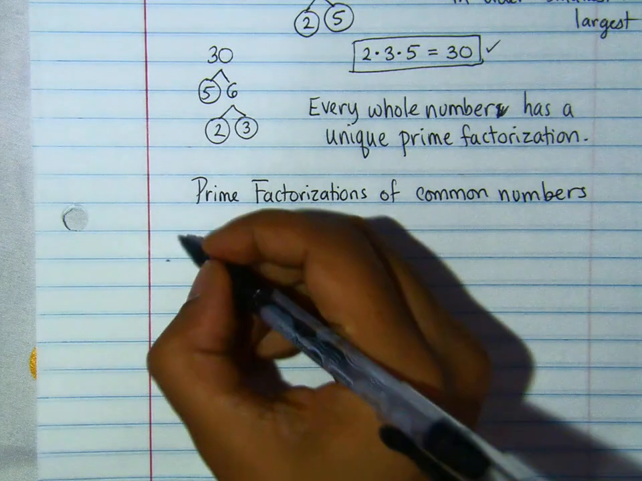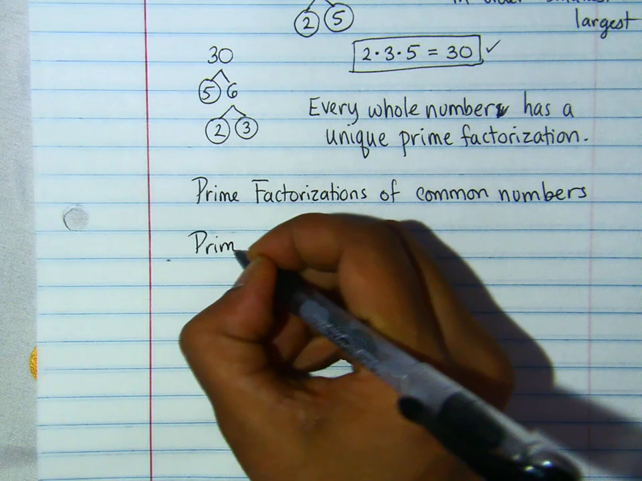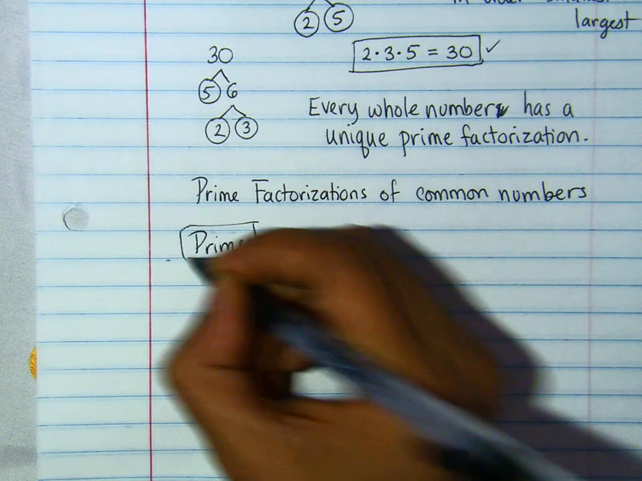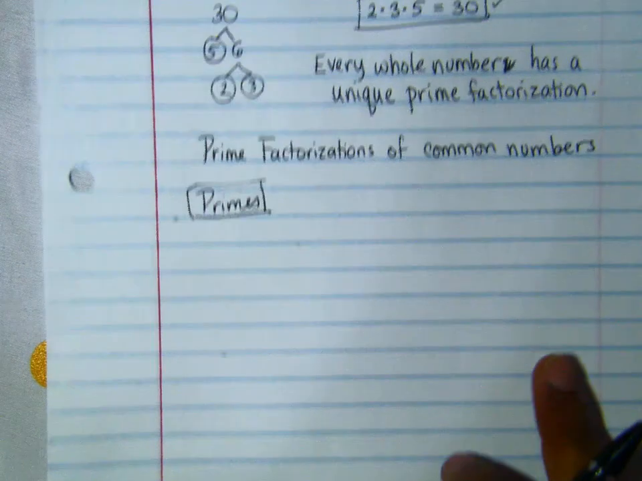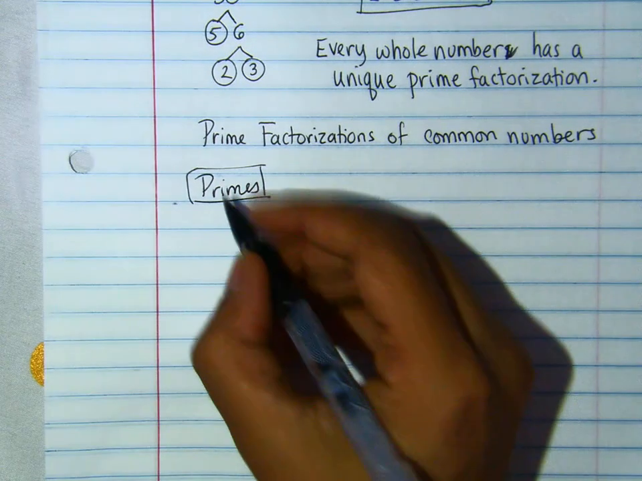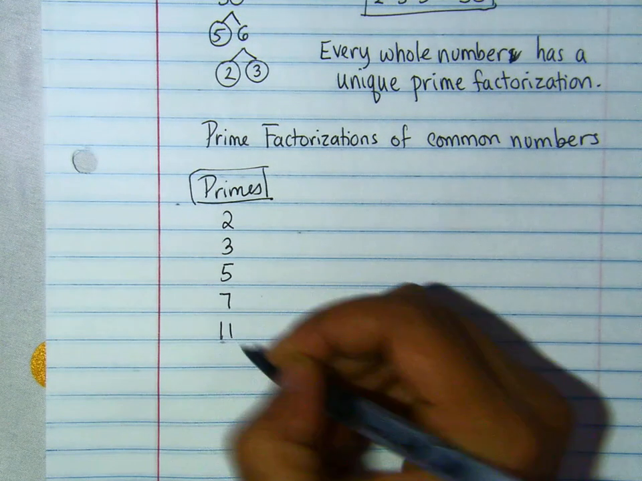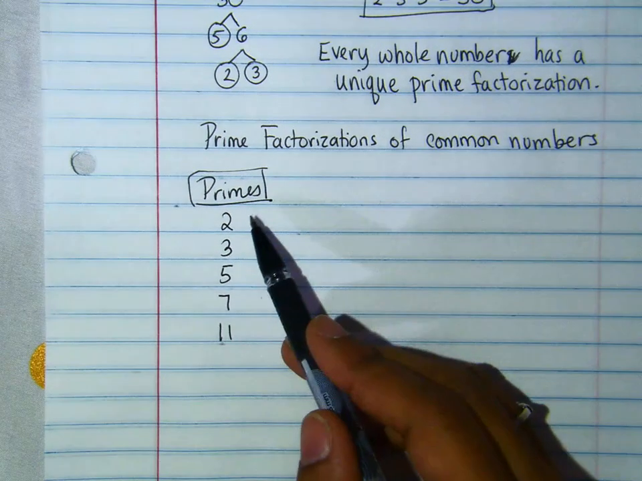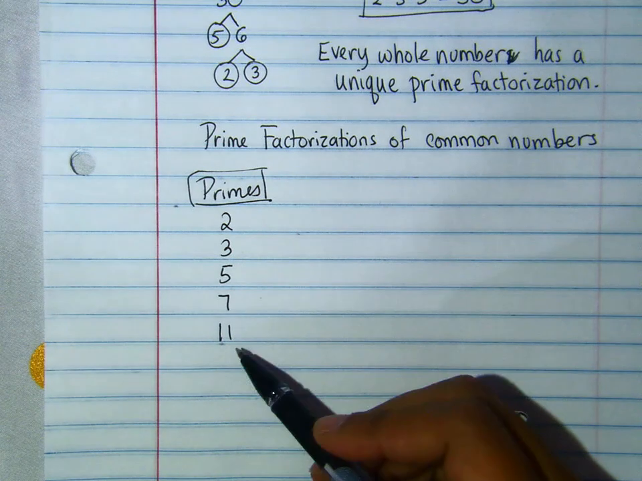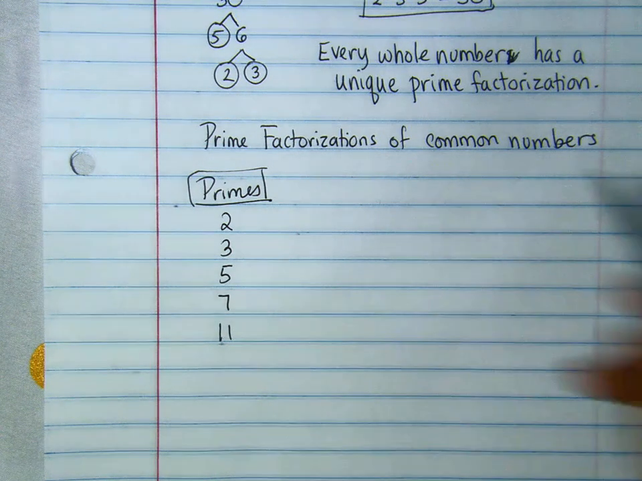So the first thing is there are ones that are just primes, right? So primes we're not going to put in the prime factorization category because they're just primes by themselves. So primes are 2, 3, 5, 7, 11, and so on. Now what that means is any number not on this list could be written as a product of primes.